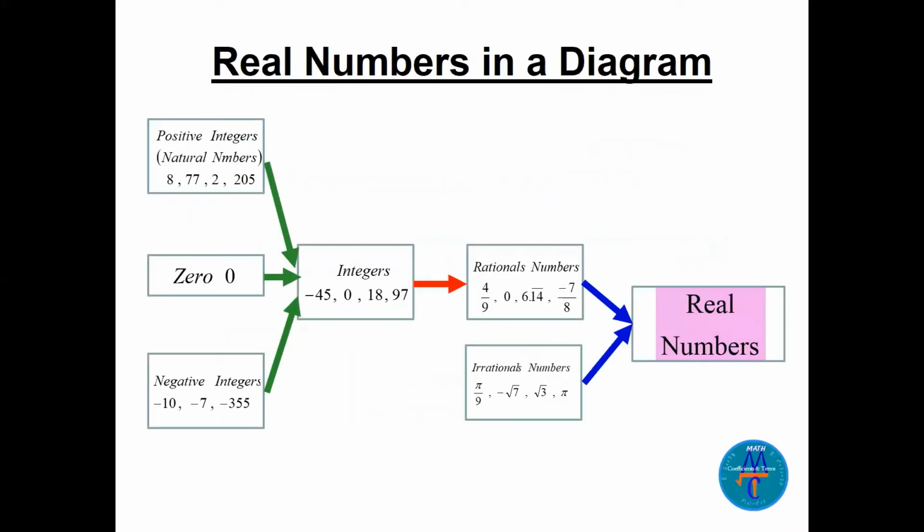I put here a diagram that will help you to understand the subsets of real numbers. See, on the left side here, we have positive integers and 0, and the negative integers all together will make the integers. All the integers are inside the rational numbers. The rational numbers and the irrational numbers make up the real numbers. Just a simple diagram to understand the relation between the subsets.